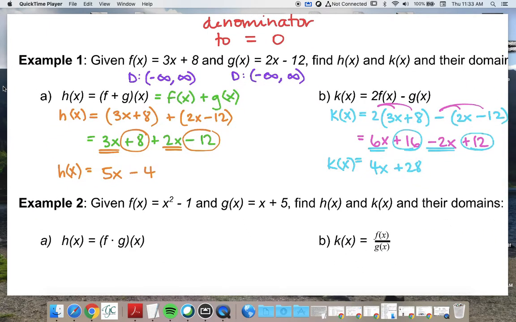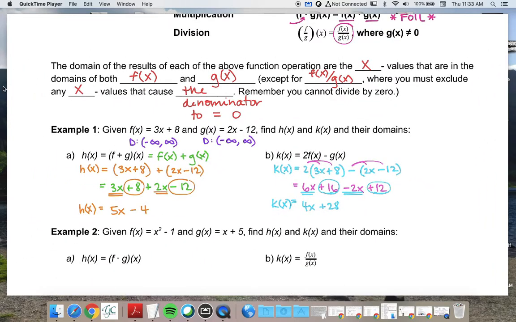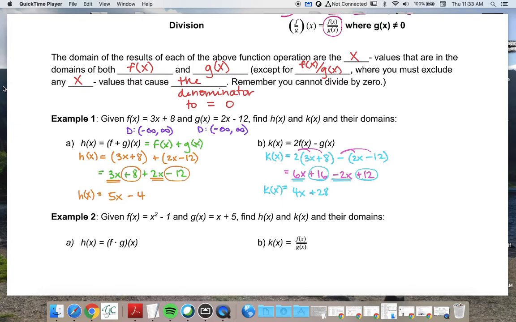Both of the operations we performed, addition and subtraction, we didn't end up with a fraction or a variable in the denominator, so we don't have to worry about excluded values. So we are just looking to see where these two domains overlap. So where negative infinity to infinity and negative infinity to infinity overlap each other, and since they're the exact same, they overlap each other everywhere. So the domain for each of these is also going to be negative infinity to infinity.